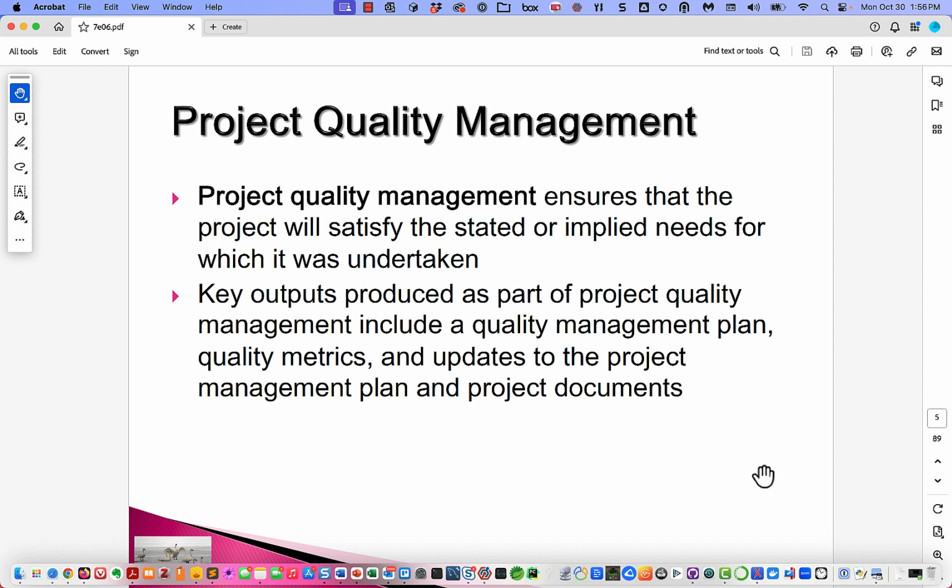So let's talk about project quality management. That's pretty important stuff. It ensures that the project will satisfy the stated or implied needs for which it was undertaken. Key outputs produced as part of project quality management include a quality management plan. There's always a plan when we're following the PMI curriculum. Quality metrics and updates to the project management plan and project documents.